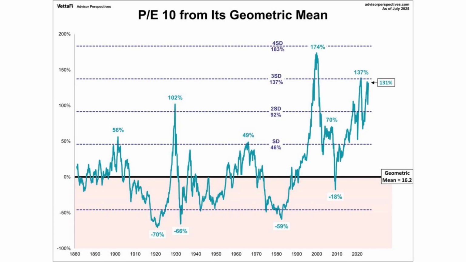Now finally, let's look at the PE10 ratio relative to its geometric mean for a slightly different perspective. Based on the geometric mean, the all-time high was 174% above the average, and the all-time low was 70% below. As of July 2025, the PE10 ratio is 131% above its historic geometric mean. Our last few charts highlight just how extended the current market valuation is compared to its long-term history.